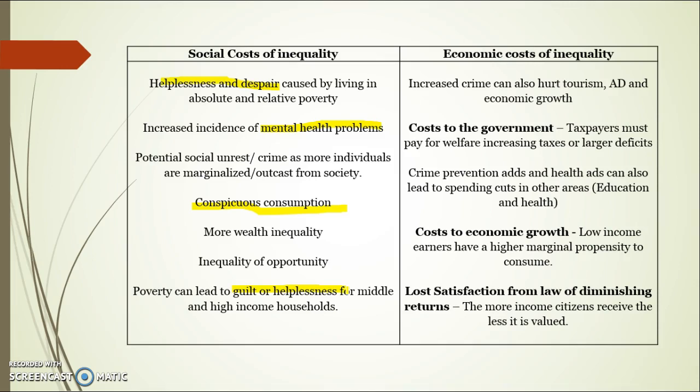In terms of economic costs, the increased crime rates that can occur because of the increased inequality can then have problems for Australia in terms of a lack of tourism. So less people want to come here on holidays because of high rates of crime. That can then lead to reduced aggregate demand because there's less exporting, and reduce our economic growth going forward.